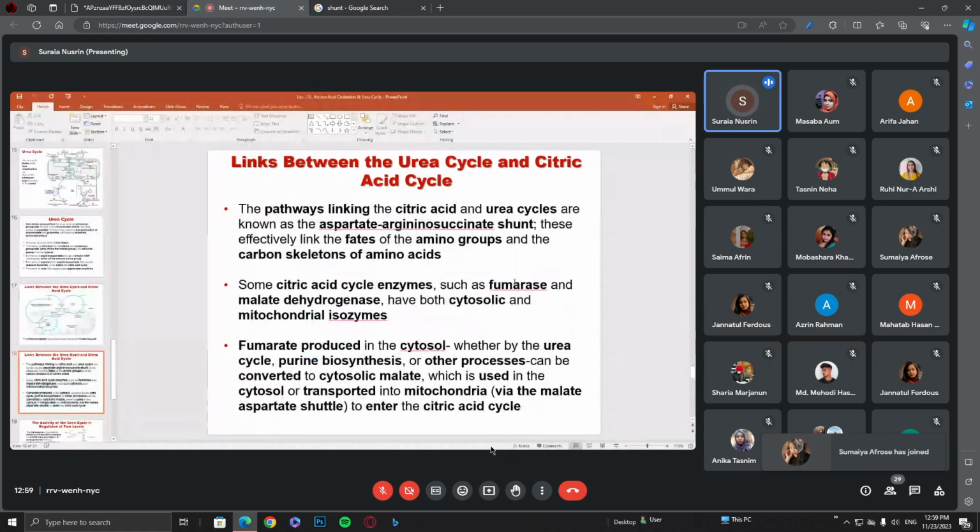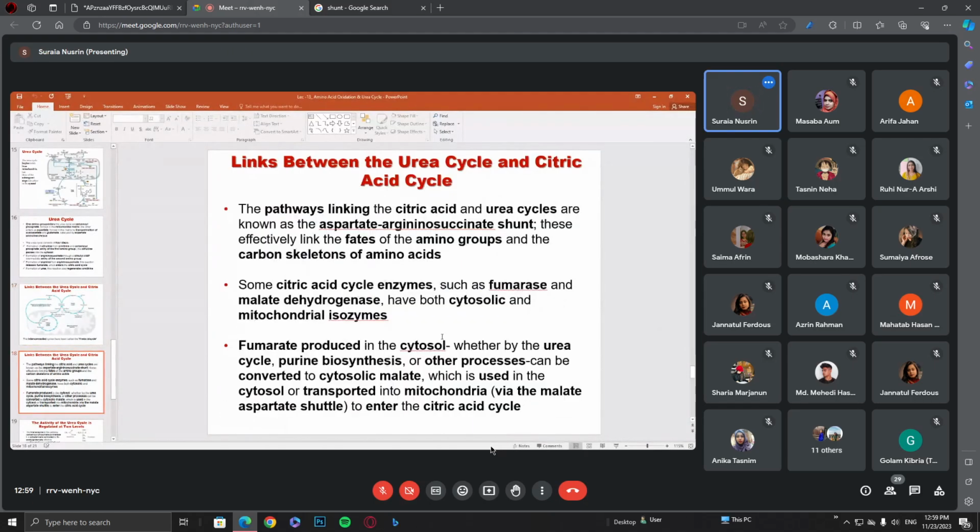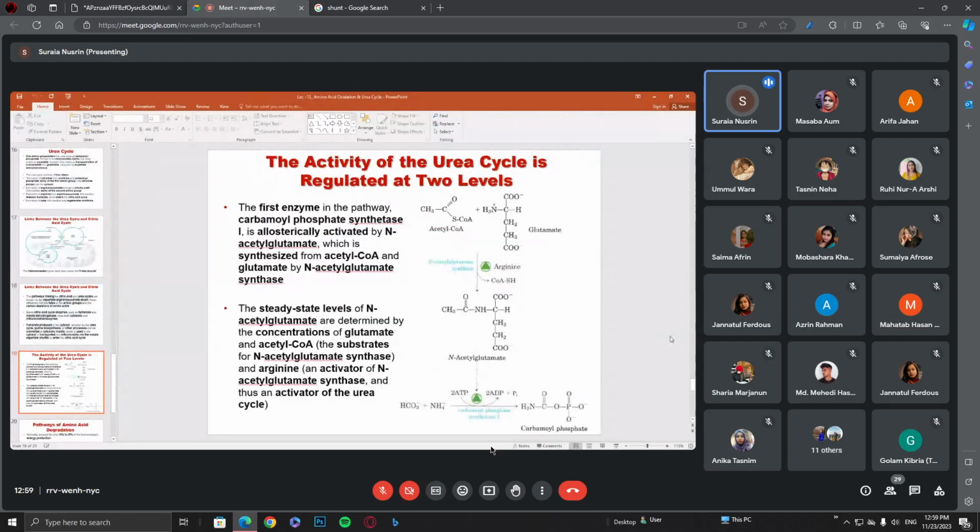Here there is a description of what I was saying: fumarase, this enzyme, as well as malate dehydrogenase. These two enzymes are actually present in both the cytosol and mitochondria. So they are called isoenzymes. Okay, so the linkage is finished.